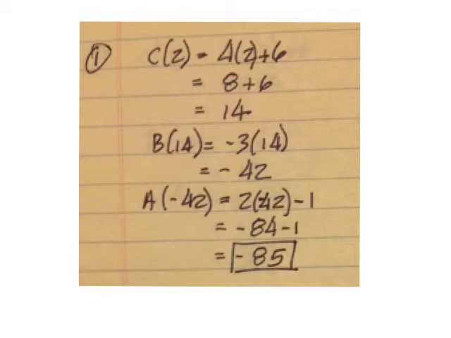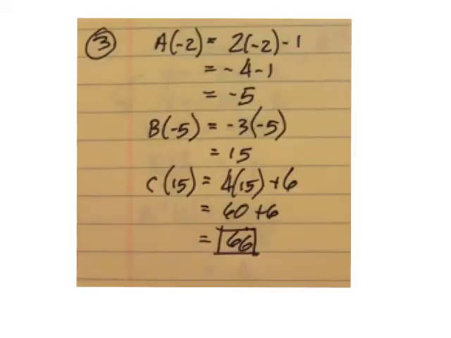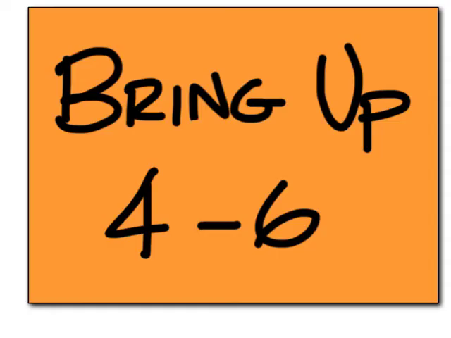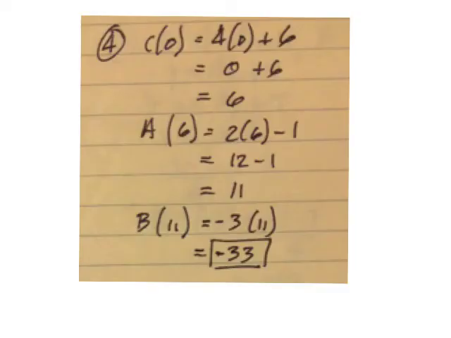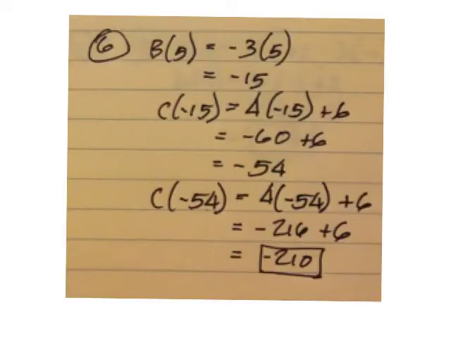The answer to number 1 is negative 85. Number 2 is 18. And number 3 is 66. 4, 5, and 6. Answer to number 4 is negative 33. The answer to number 5 is negative 94. And the answer to number 6 is negative 210.